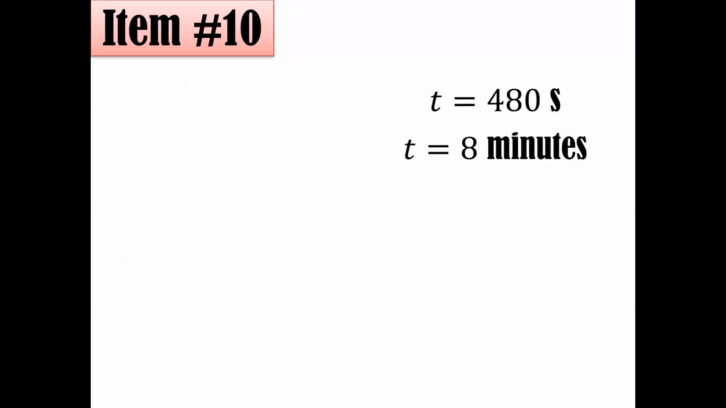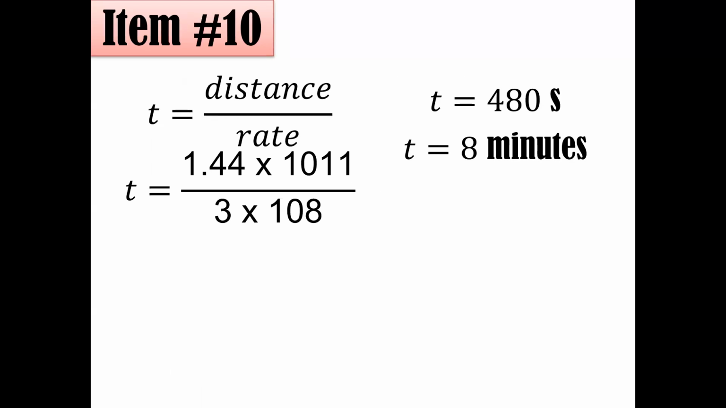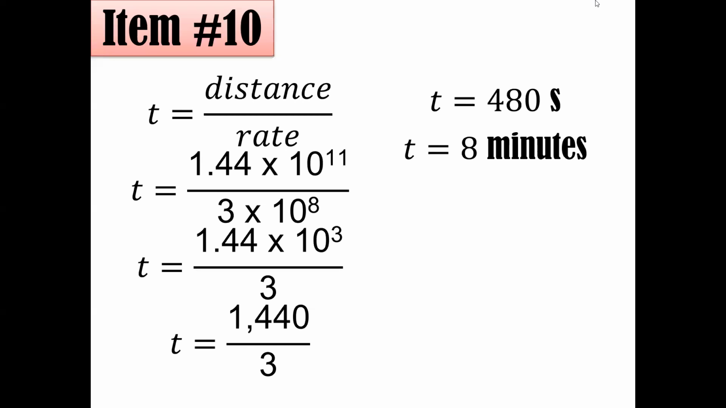And of course, to do this, all you have to do is divide them. To determine the time, you have to divide the distance by the rate of light. So that's why we have 1.44 times 10 raised to 11 meters divided by 3 times 10 raised to 8 meters. So I just cancel the meters.